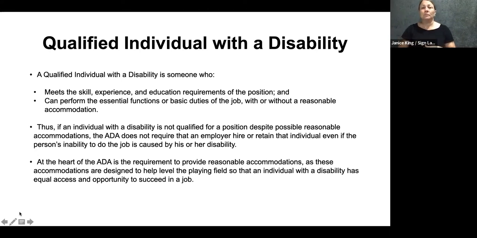A qualified individual with a disability is someone who can meet the skill, experience, and education requirements of the position and can perform the essential functions of the basic duties of the job with or without a reasonable accommodation. So somebody has to be a qualified individual with a disability to qualify under the ADA.